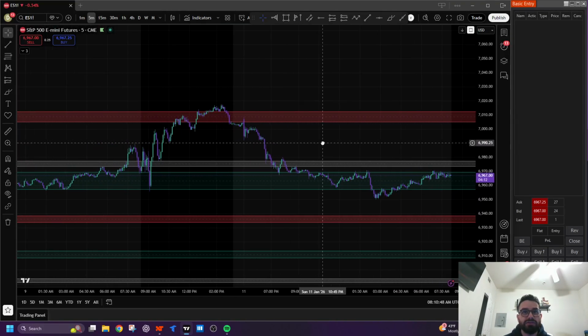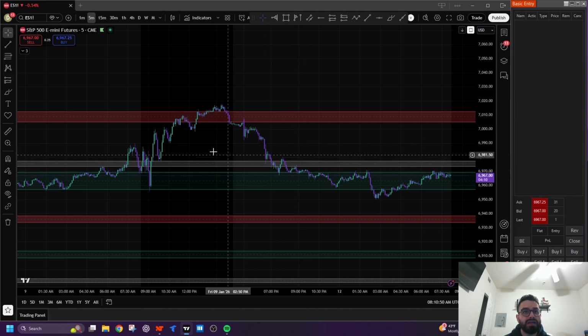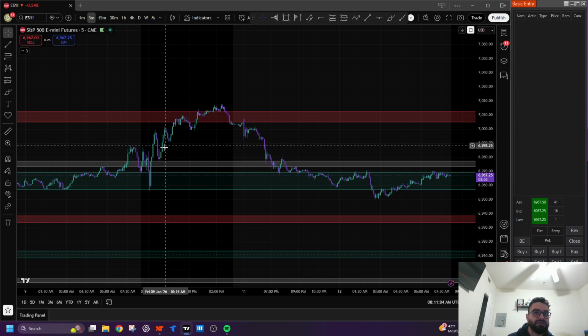But even if we zoom in, we can actually see that on Friday we could have taken a really nice entry right here on this level. There was a CVD divergence in the 1 minute time frame that we could have taken right here, so it would have been a great entry.